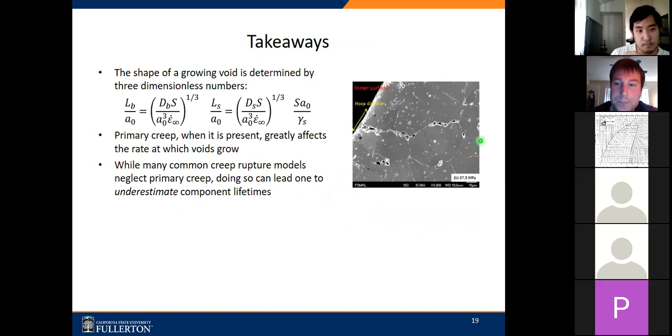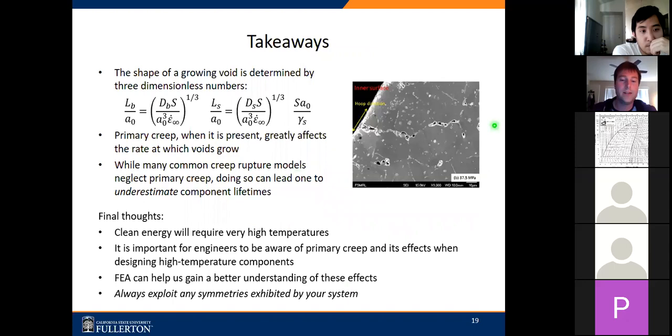Some general final thoughts, okay? So clean energy will require very high temperatures to increase that thermal efficiency. And it's important for engineers to be aware of primary creep and its effects when designing high temperature components. If you neglect primary creep when it is present, you're gonna overestimate component lifetimes.